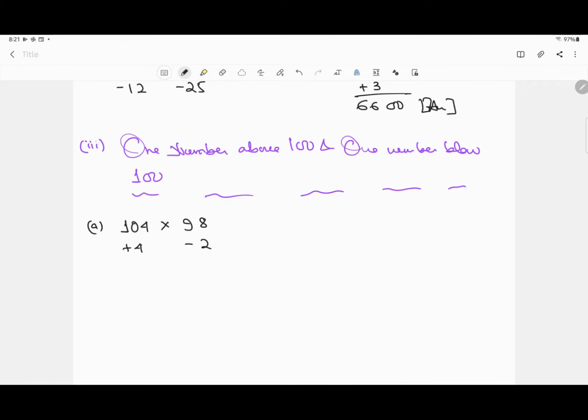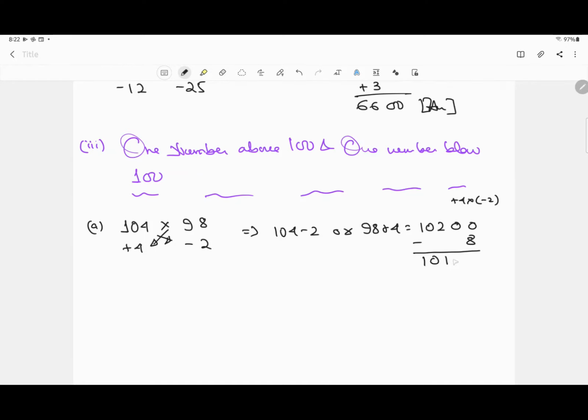So what will you do? You will do the same thing. It is 104 minus 2 or 98 plus 4. So what are we getting? We are getting 102. Now what will we put? It is plus 4 into minus 2. So there we are getting minus 8. So here we will put 00 and we will subtract 8 from the number. So you will get 10192 and that will be your answer.